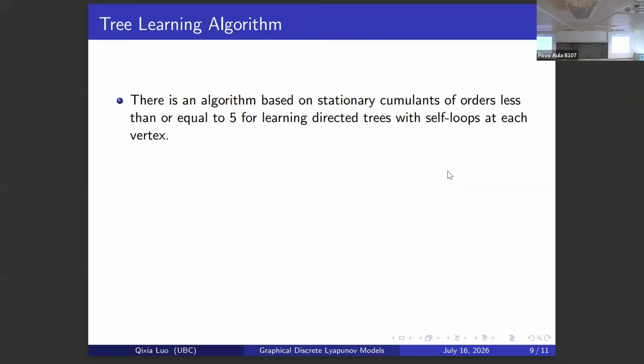Finally, I want to say that the problem in practice becomes much easier if we know that the underlying graph is a tree. In fact, we have an algorithm based on stationary cumulants of order less than or equal to 5 that is guaranteed to return the correct tree.